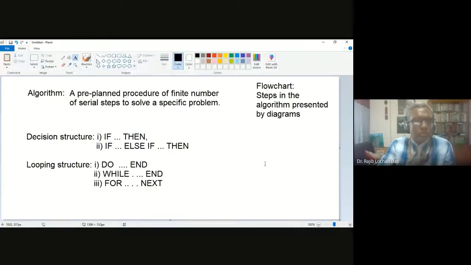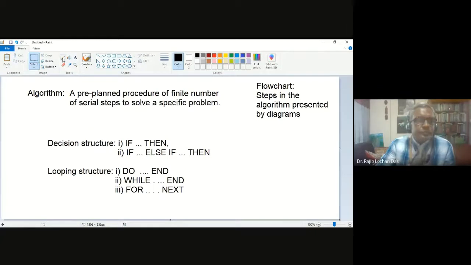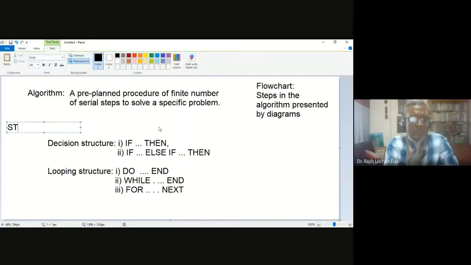and for coding also. So there are other things like input statement and output statement, right? And start and stop. What is start and stop? What is start? What is stop? Who can say what is start in the algorithm?